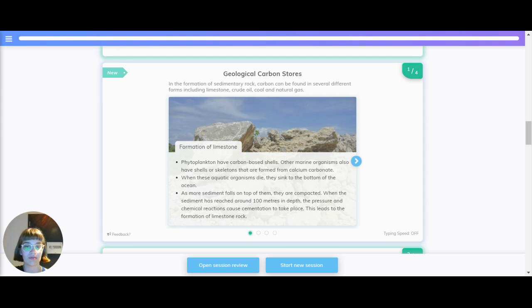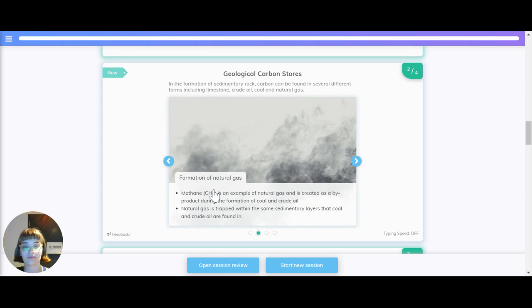As more sediment falls on top of them, they are compacted. When the sediment has reached around 100 meters in depth, the pressure and chemical reactions cause sedimentation to take place, which leads to the formation of limestone rock.